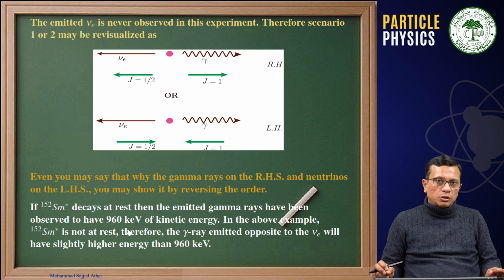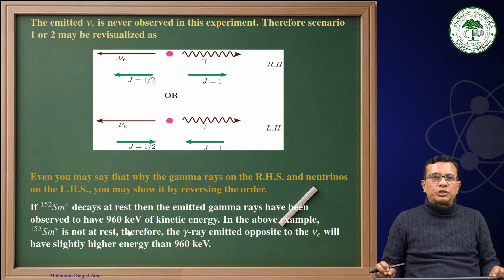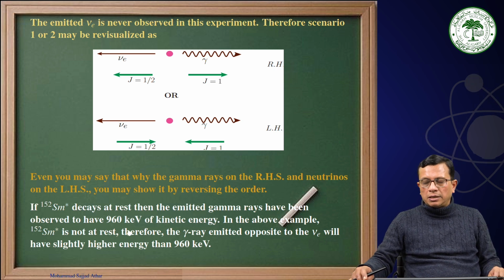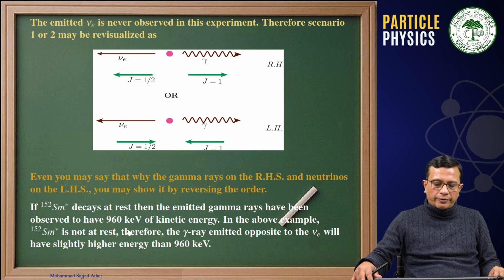And that plays a very important role. The samarium star, when it is at rest, emits a photon to come to the ground state by emitting a photon of energy 960 keV, while samarium star, which is in motion and has a certain kinetic energy, when it is emitting a photon, the kinetic energy of the photon is slightly larger than when the photon was being emitted by samarium star at rest.